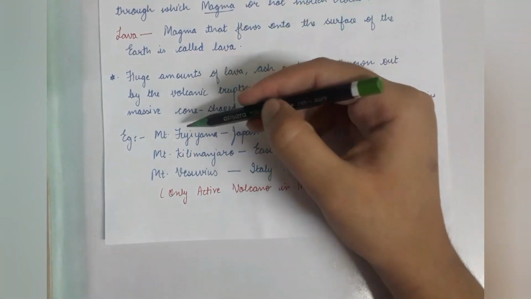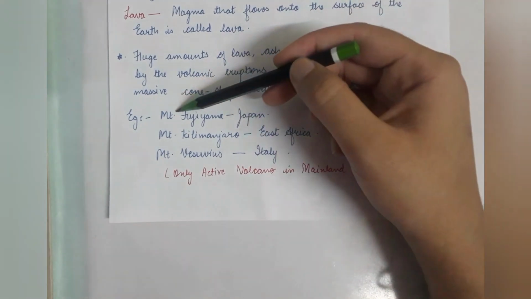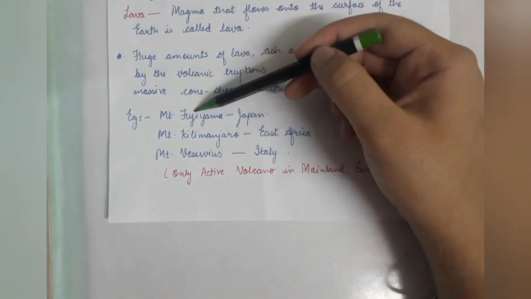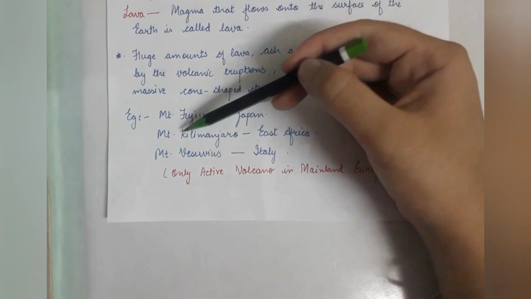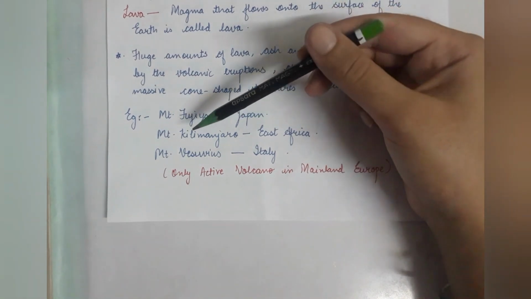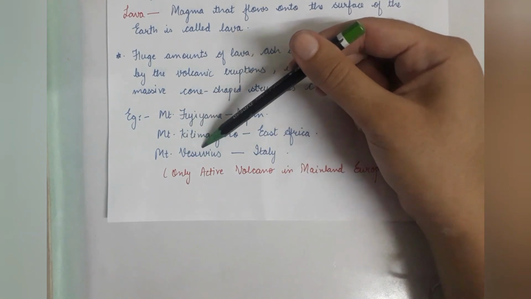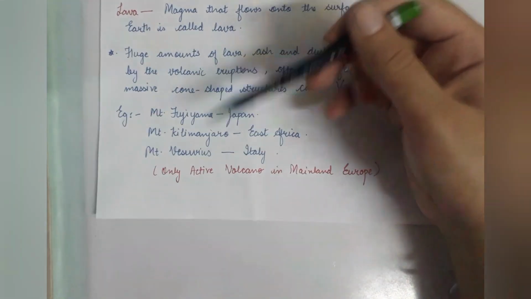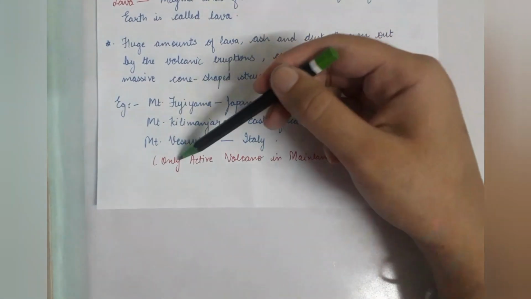Then is your example. The very first one is Mount Fujiyama. It is in Japan. Next is Mount Kilimanjaro. It is present in East Africa. Second is Mount Vesuvius. It is in Italy, a very important active volcano in mainland Europe.